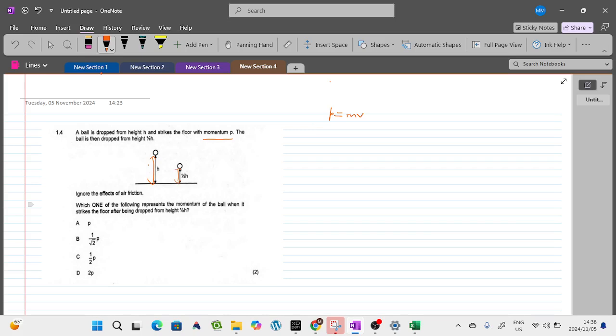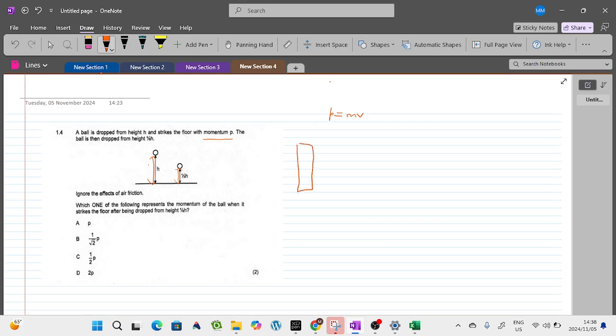Now they want you to find the momentum. If the momentum when the ball strikes the ground is p, what would be the momentum when the ball is dropped at a height which is half of the original height? So this is what you need to understand before you attempt this question.